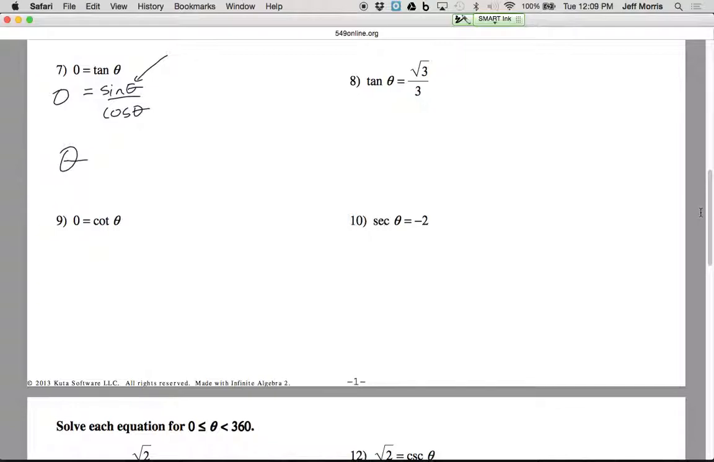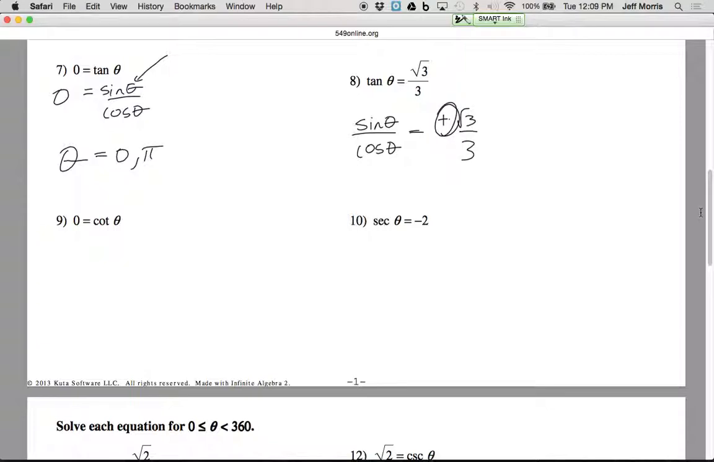Where's sine equal to 0? 0 and pi. That one's done. Now this one you might have to do a little more work with. So here's what I do, and this hopefully will help. You have sine over cosine, and you want it to be positive root 3 over 3.